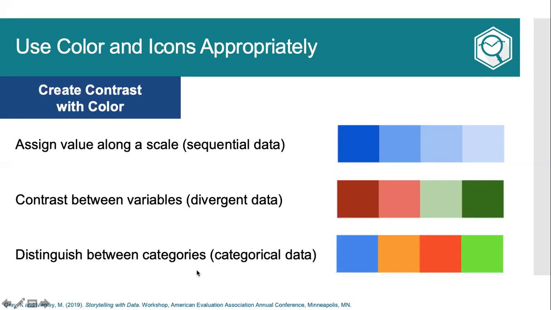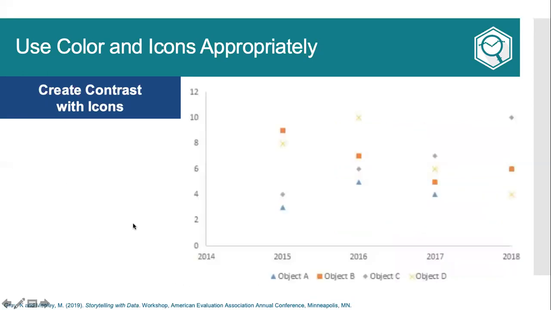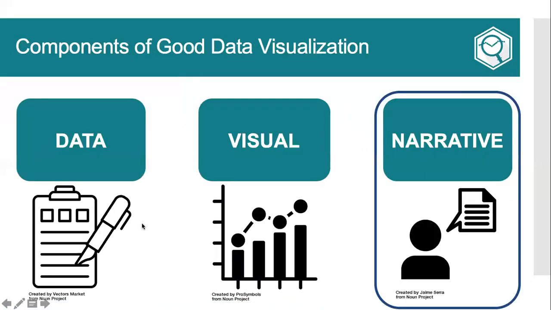And then to just distinguish between categories. So if you have a bunch of different age categories, for example, each age would just be assigned a different color along a color scale that you have. And you can also create contrast with icons. So each object gets a different icon, which allows you to very clearly see the difference within your graph. All right, so that's creating visuals and looking at visual elements.